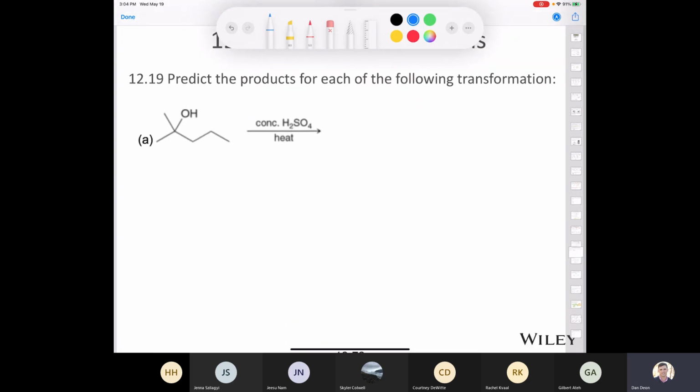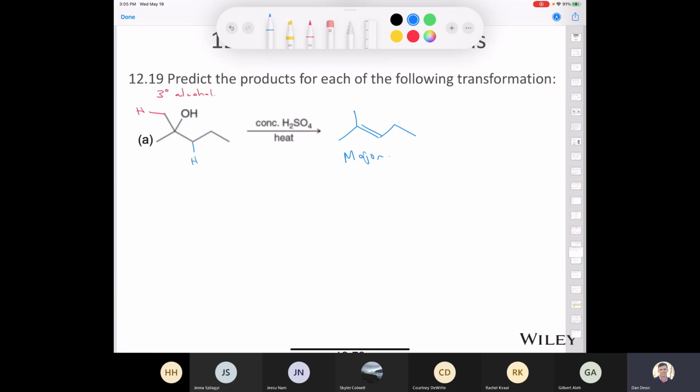Next one, it says predict the products for this transformation. We have this unsymmetrical tertiary alcohol, and we're treating it with concentrated sulfuric acid and heating it up. We're going to end up with both the Zaitsev product and the Hofmann product. However, the Zaitsev product will be the alkene that's formed in the greater amount. There are two types of beta protons. I've got these beta protons in red, and these beta protons in blue. If I remove the beta proton in blue, I would make this as my alkene. This is the Zaitsev, the major product.